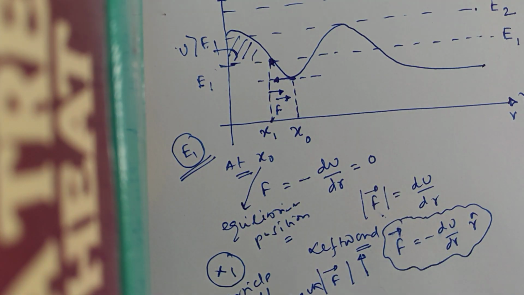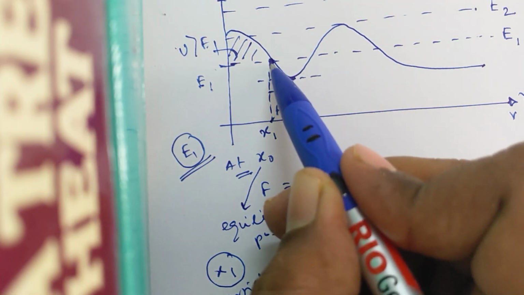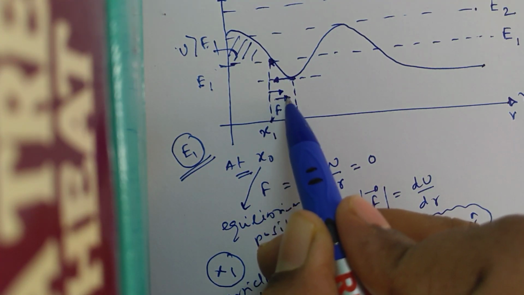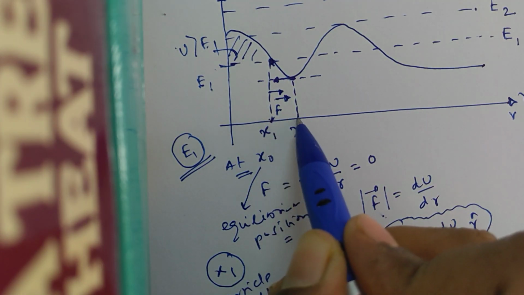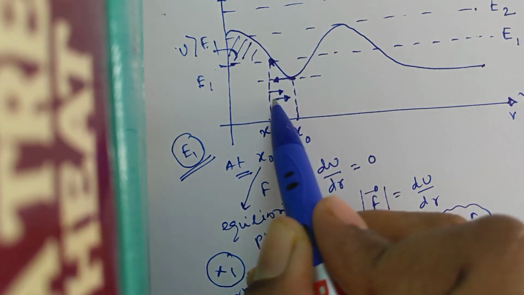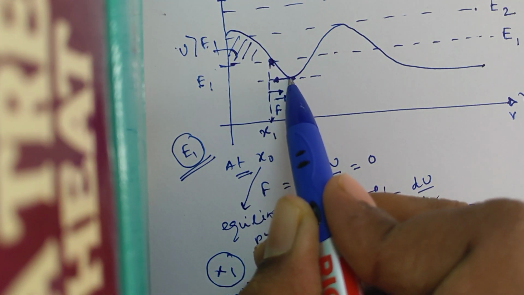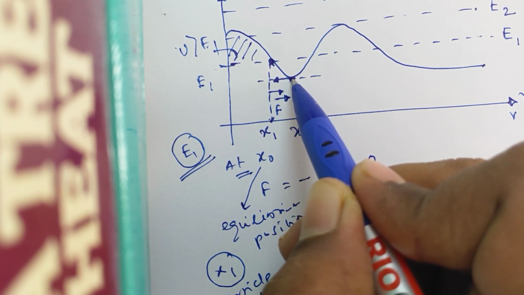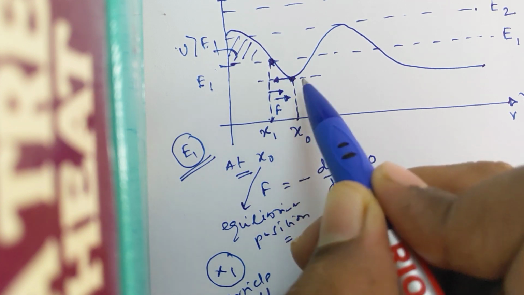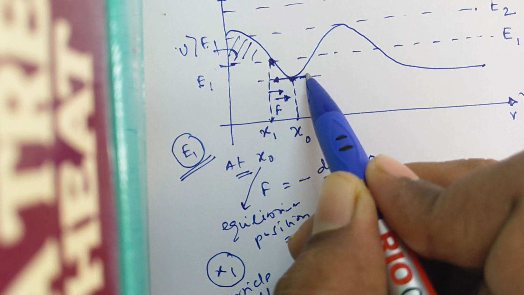Initially, when it was moving leftward, the force was acting rightward, so the velocity was decreasing. Now, coming from x1 to x0, in this direction the force is acting, so the velocity is increasing. So it will cross the x0 position. It will cross x0 with some finite velocity. Then it will again start moving in the rightward direction.